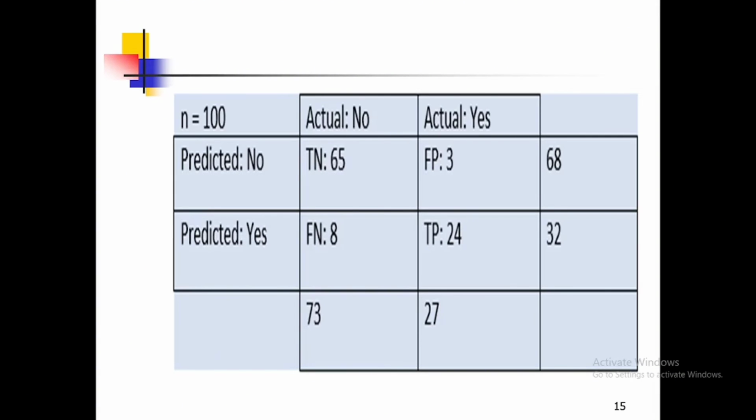Taking a data set which consists of 100 observations, we can imagine it as a medical diagnosis data set. So it consists of 100 observations related to diabetes. 65 come under true negative, 3 come under false positive, 8 come under false negative, and 24 come under true positive.